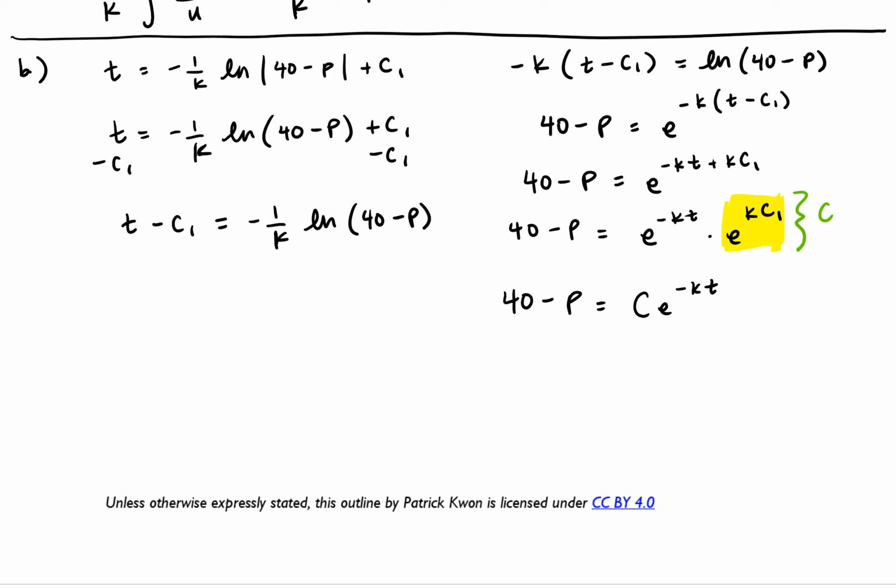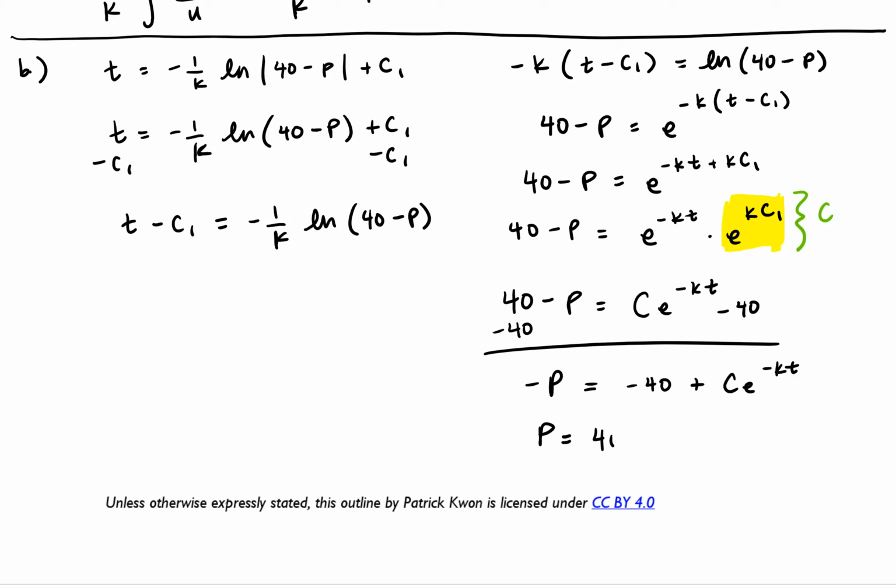And then we can subtract 40 on both sides. And so we get negative p is equal to negative 40 plus c e to the negative kt. And then if we multiply everything by negative 1, we get p equals 40 minus c e to the negative kt power. And that is our final answer for part B.